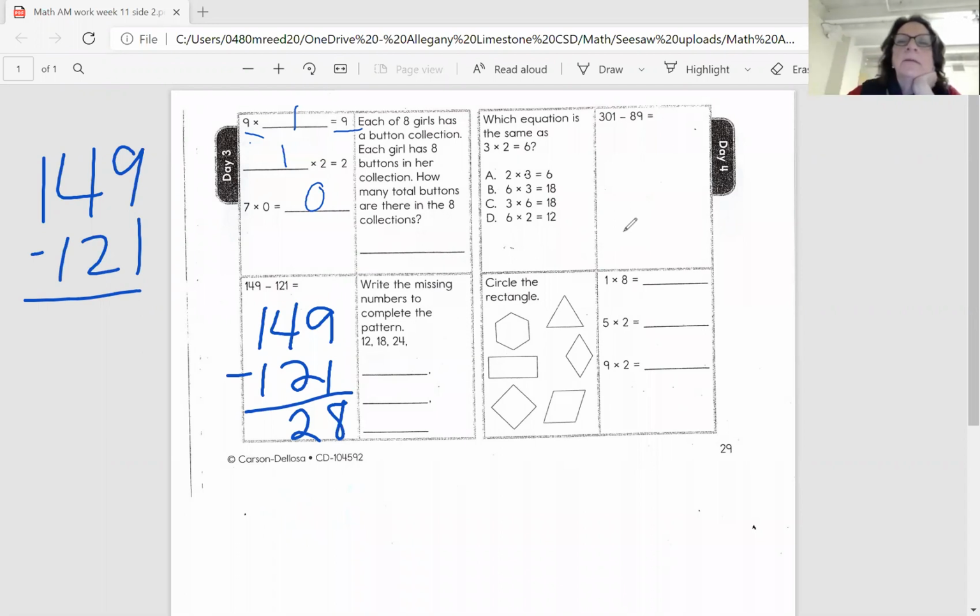So I'm going to go back and I'm going to make my line small again so we can underline our knowns. It says each of 8 girls has a button collection. So I know I have 8 girls.